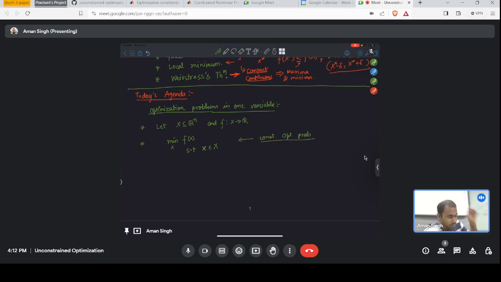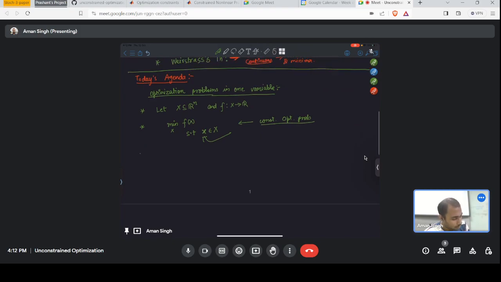Why constrained? Because our input variable is constrained to be in a set X, and it cannot take all the real values. A special case of this constrained optimization problem is the unconstrained optimization problem, in which x belongs to R^n, so it can take all real numbers. So this is called an unconstrained optimization problem.